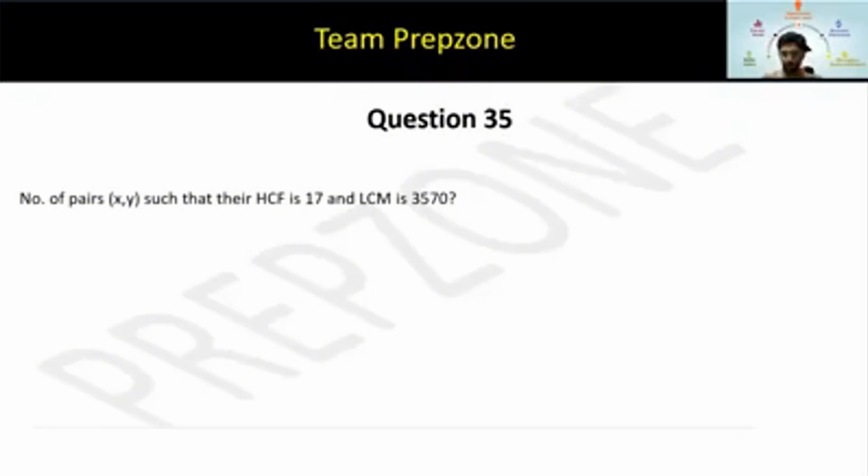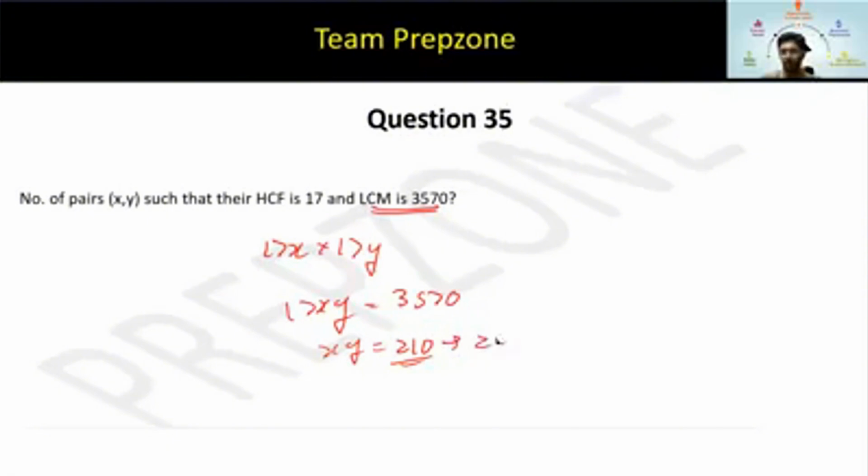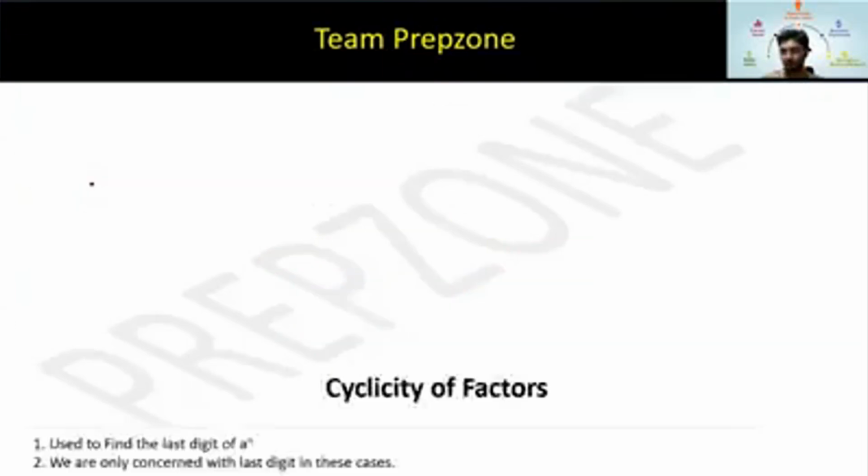16 plus. What is the meaning of 16 plus? Again, this is very simple. HCF is 17. So 17x into 17y. Right, this is the product, but we have been given the LCM. So 17xy, the value is 3750. The value of xy is nothing but 210. So just break 210. 210 will be 2 into 3 into 5 into 7. Answer is 2 to the power 4 because I have been asked ordered pairs. I hope this is clear now.